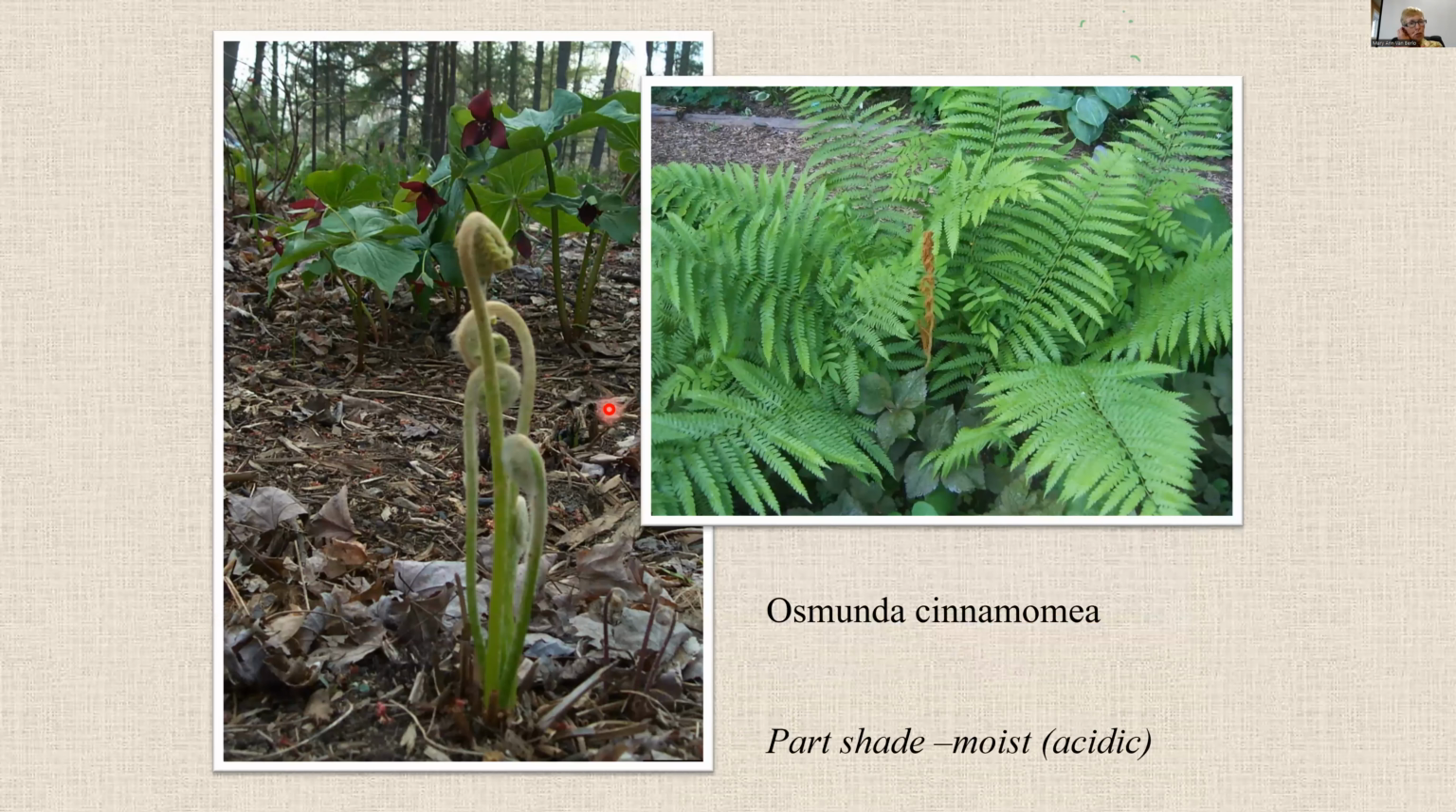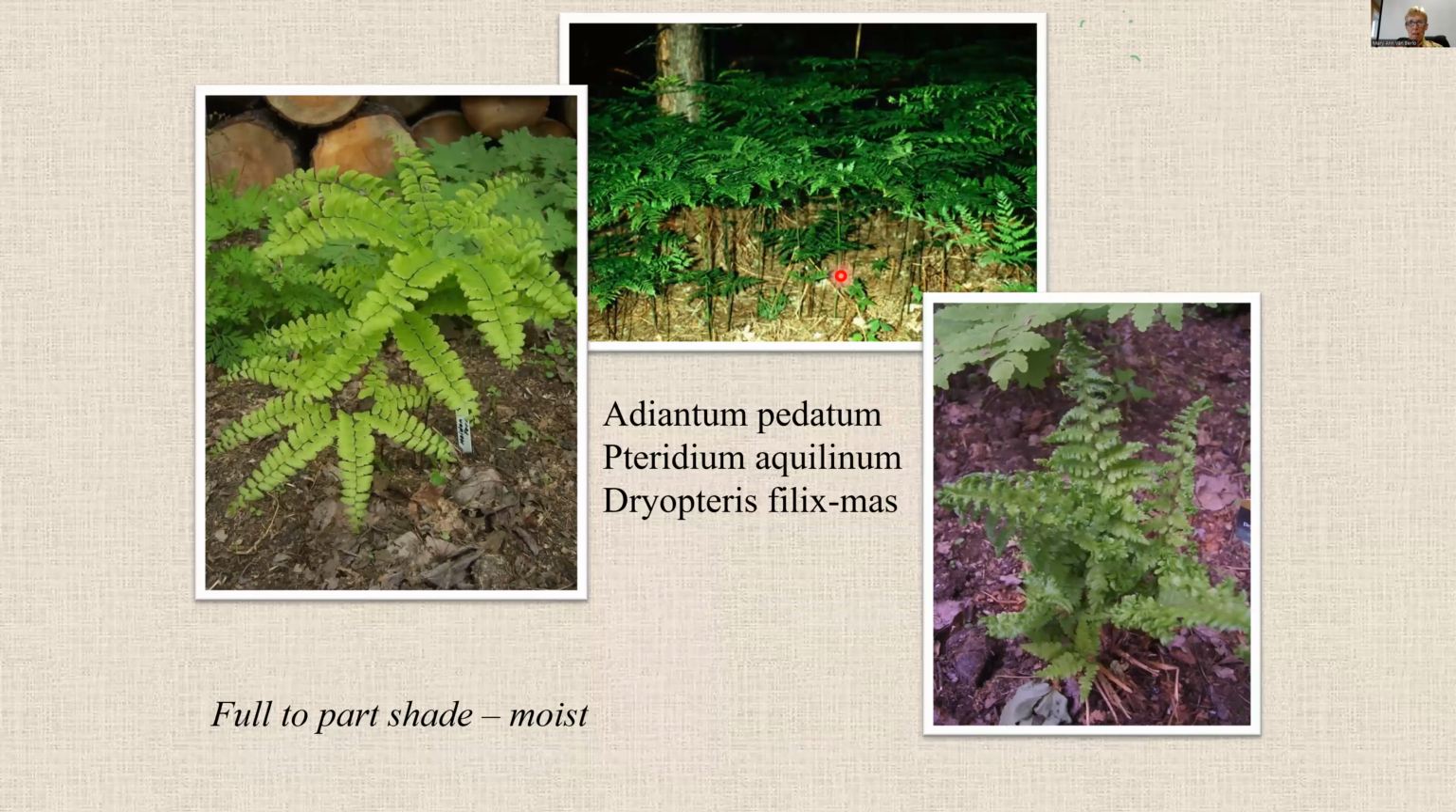And some nice native ferns that will do well in shady conditions. The cinnamon fern is very showy when it first starts unfurling. And then, of course, it has the cinnamon-colored spore frond in the middle. It likes part shade and moist, acidic soil. And it grows to about 24 to 30 inches. Forms a nice clump. It's not one of the running ferns, so a well-behaved fern.